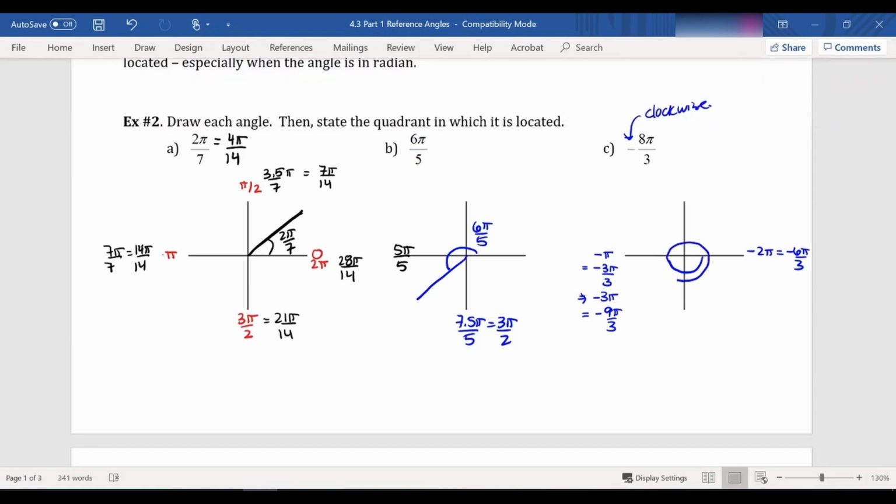And then I keep going, not quite to 1.5 rotations. Okay. So if it helps you, make common denominators like that first example. But you can also use the half circles to figure out how far you're going.